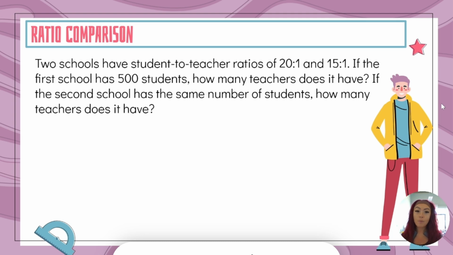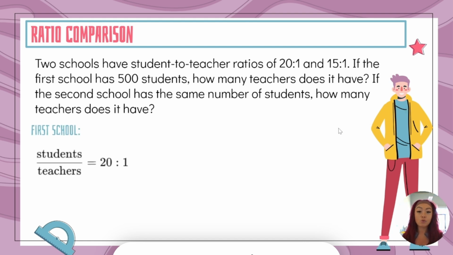Let's look at a ratio comparison problem next. Two schools have student-to-teacher ratios of 20 to 1 and 15 to 1. If the first school has 500 students, how many teachers does it have? If the second school has the same number of students, how many teachers does it have? So we have 2 schools here, and we're trying to find out the number of teachers in each school based on the student-to-teacher ratio. So let's look at the first school.